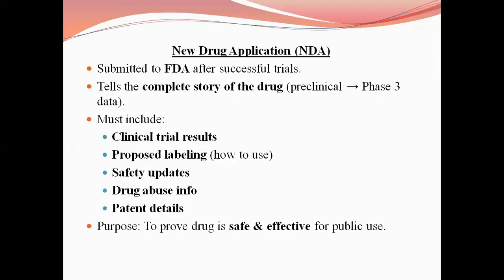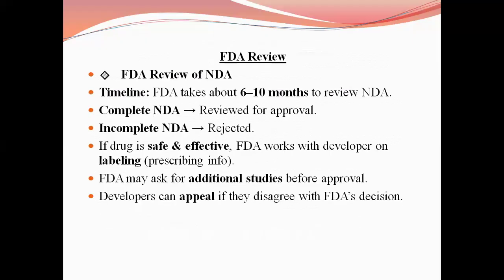After phase 3, a new drug application will be filed and submitted to the FDA after the successful trial, to complete the story of the drug, preclinical to phase 3 data. It must include the clinical trial results, proposed labeling, how to use, safety updates, drug abuse information, patent details. Purpose: to prove the drug is safe and effective for public use.